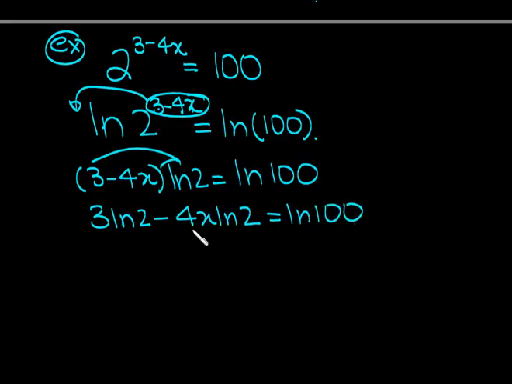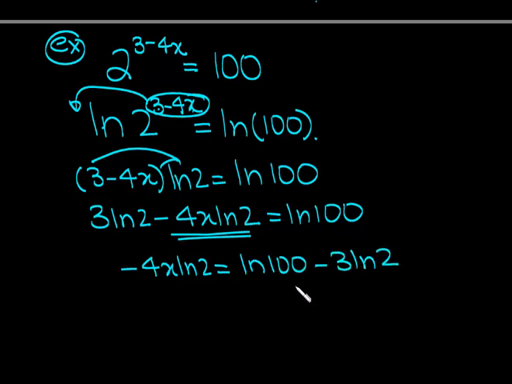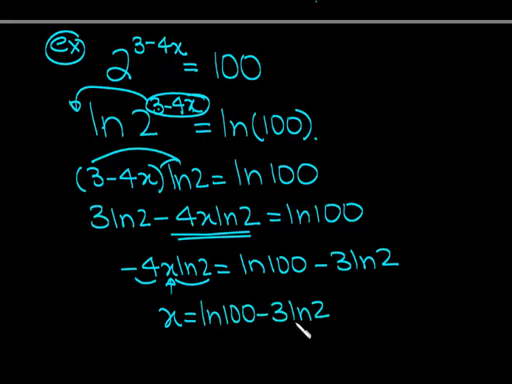Since I'm solving for x, I want to isolate the x term on one side, so I get negative 4x ln of 2 is equal to ln of 100 minus 3 ln of 2. And then we're going to divide both sides by negative 4 ln of 2 to get x by itself. So we get x is equal to (ln of 100 minus 3 ln of 2) divided by (negative 4 ln of 2). And there's your answer.